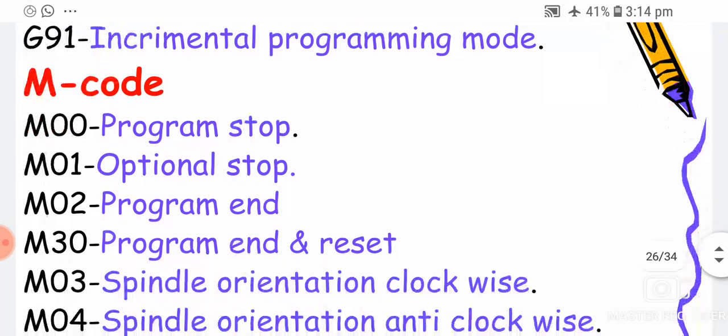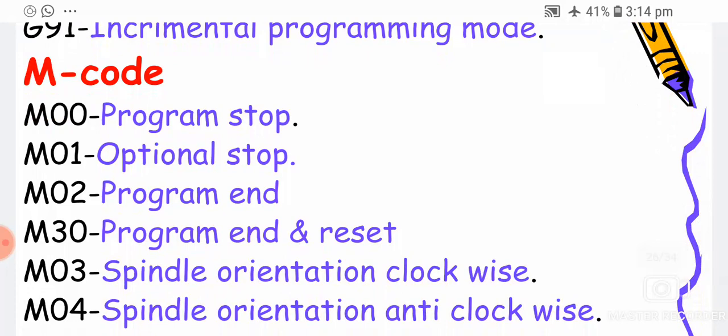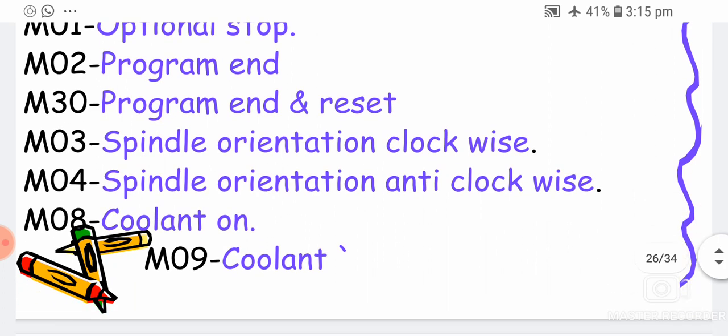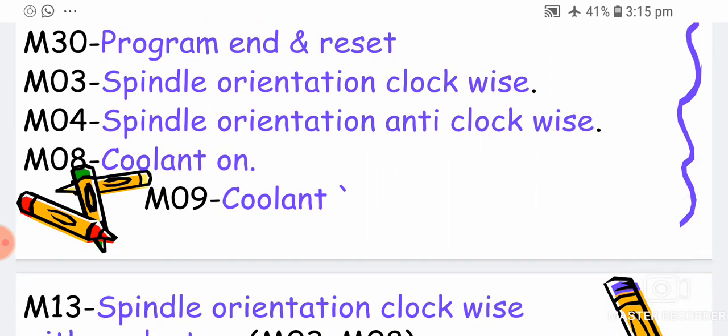M code. M00 program stop. M01 optional stop. M02 program end. M03 program end and reset. M03 spindle orientation clockwise. M04 spindle orientation anti-clockwise. M08 coolant on. M09 coolant off.